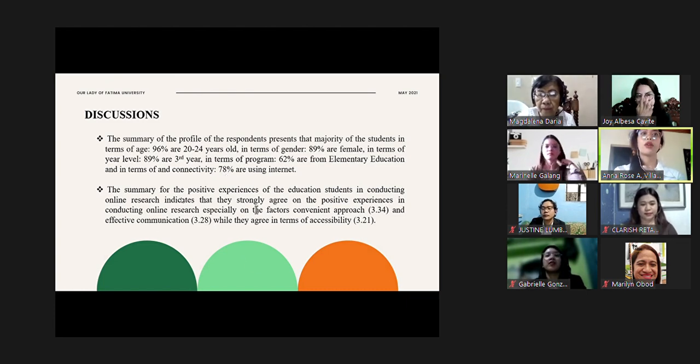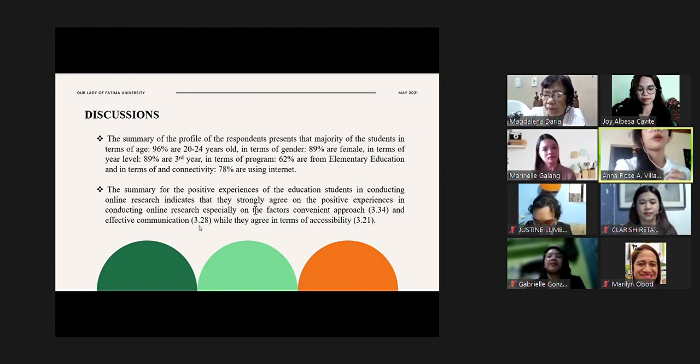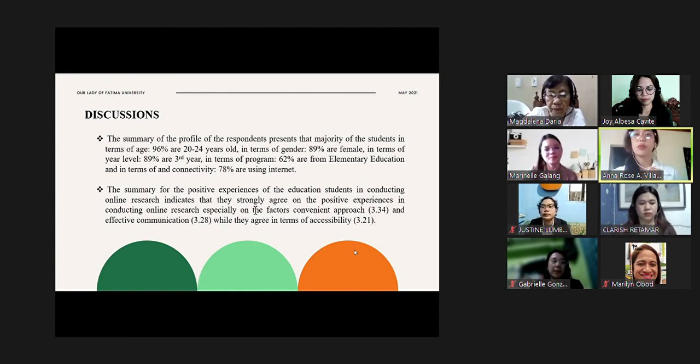The summary of the positive experiences of the education students in conducting online research indicates that they strongly agree on the positive experiences in conducting online research, especially on the factors of convenience approach at 3.34 and effective communications with 3.28, while they agree in terms of accessibility at 3.21.